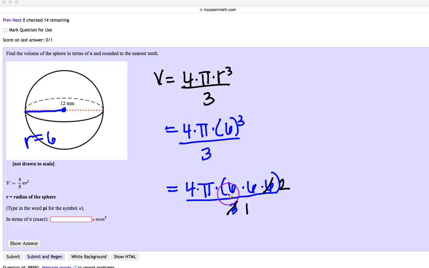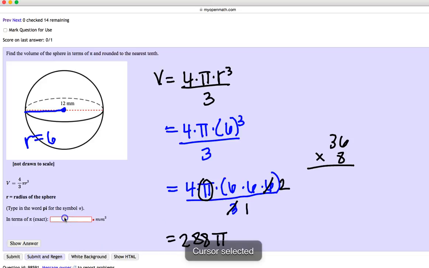Now all you do is multiply straight across. 6 times 6 is 36. 2 times 4 is 8. Basically what I'm utilizing right now is the commutative property of multiplication. I'm multiplying them out of order. So here, 36 times 8, let's see what that is. 36 times 8 is 288, but let's not forget to include pi at the end of our answer. Simply type that in and you are done.